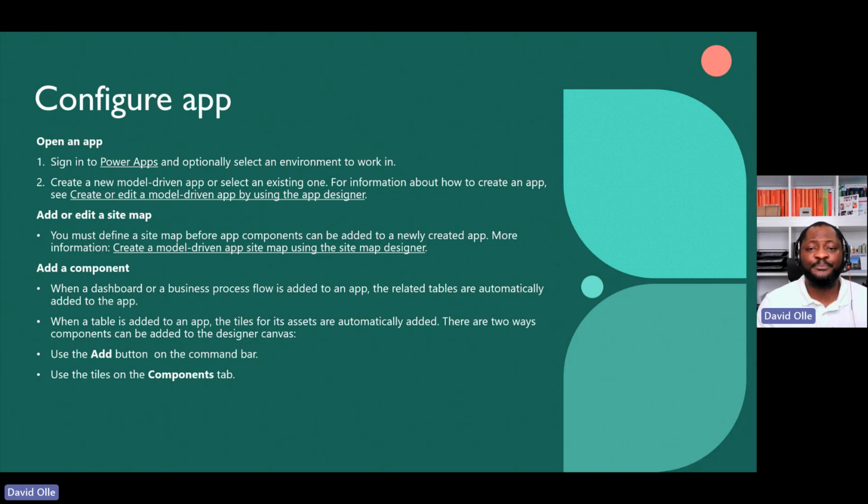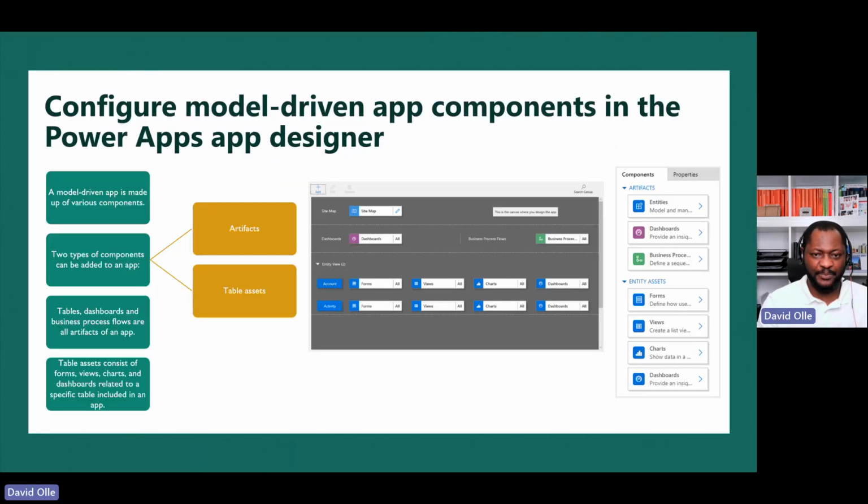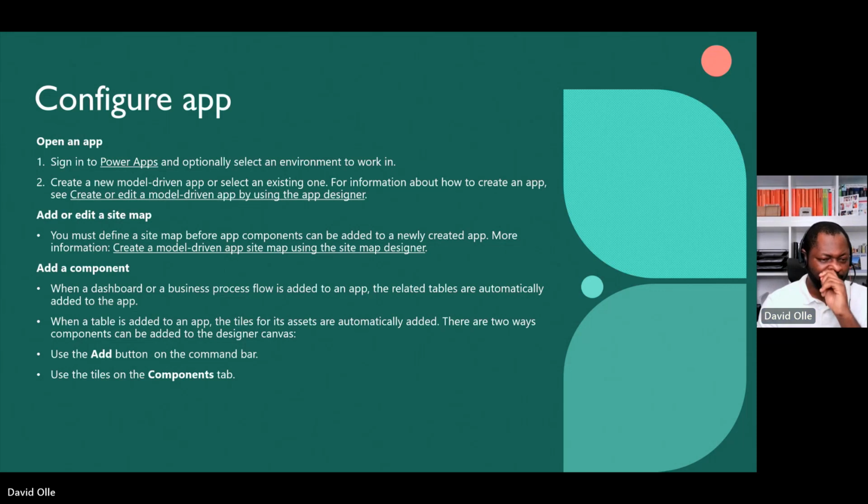You can select an existing one. For information about how you can create an app, you can just type on Google "create or edit a model-driven application by using the app designer", right? So you can add or edit the sitemap. We've already seen the sitemap there, so you can add it, or you can edit. Essentially, you can create a new one, or you can edit the existing one, as well as add additional components to your model-driven application.